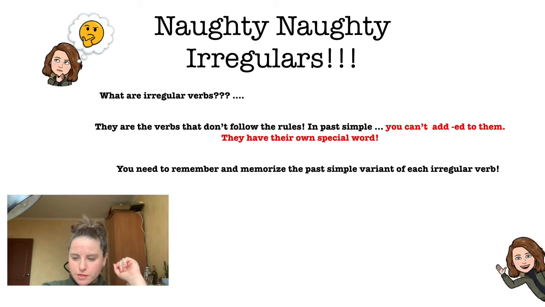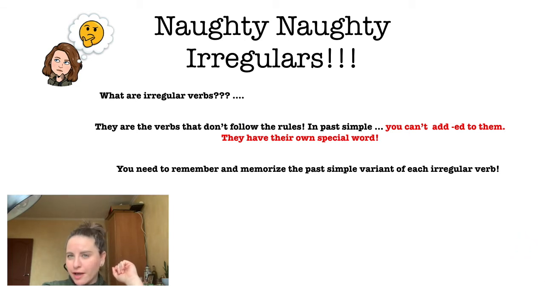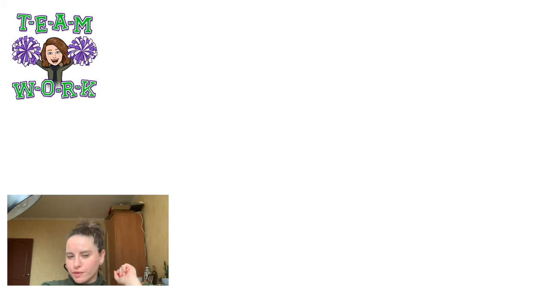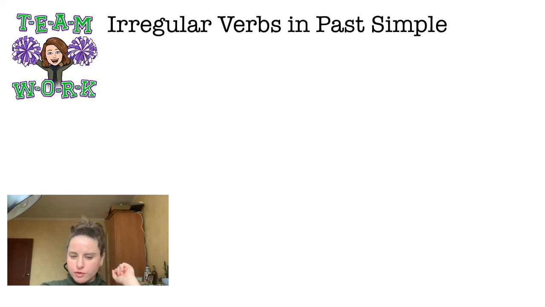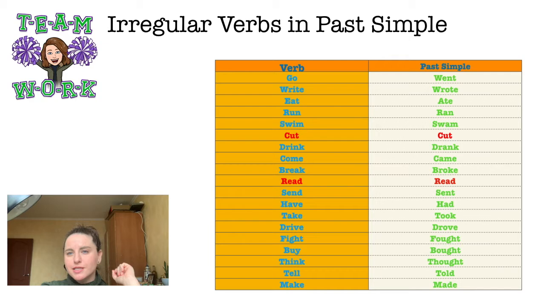All right, so I'm going to give you now a handy-dandy chart that will help you, okay? So, irregular verbs in past simple tense. Please look at the chart now, okay? So, we have this chart, and as you can see, there are 20 here. 2 of them are highlighted in red because they don't change. All right, cut and read. Cut stays the same from the infinitive form to the past simple. So cut, cut. It doesn't change in past simple.